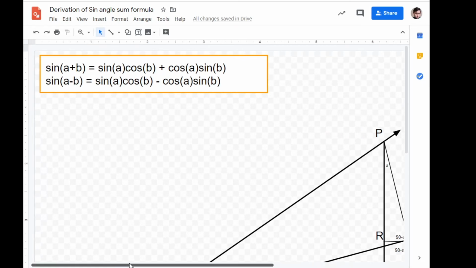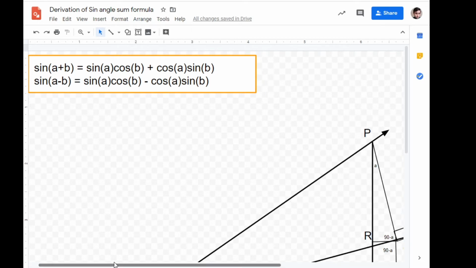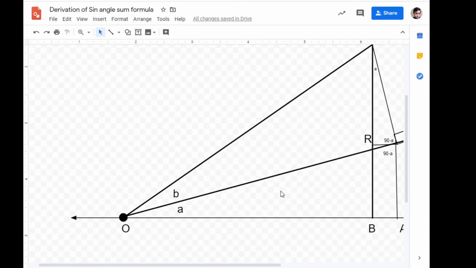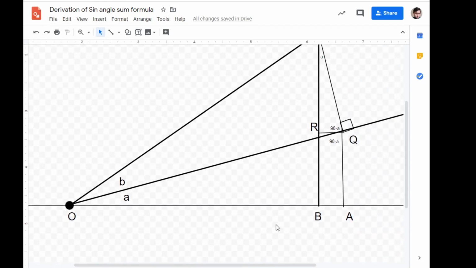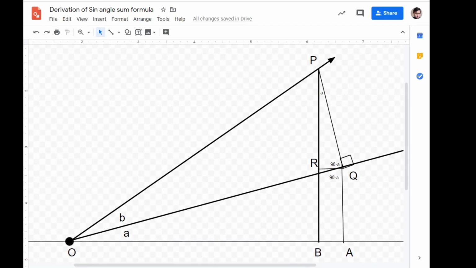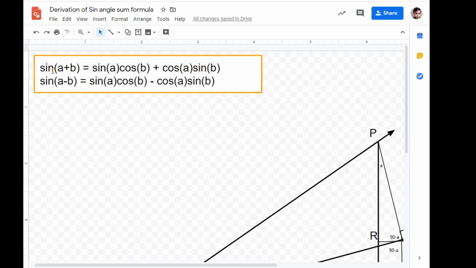Okay, so sine of A plus B. Remember at the start of the video, I told you that this angle put together, before I split it up, the sine was from P to B, right? So that is going to be equal to all of this, and I'm going to show you how.